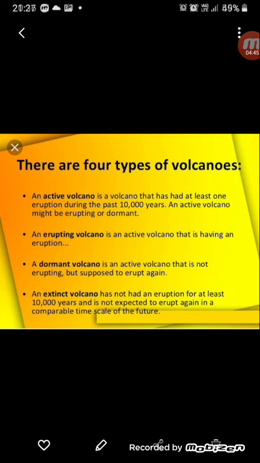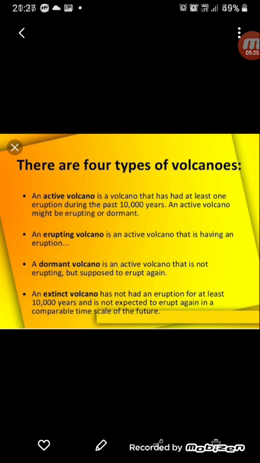Now there may be several types of volcanoes, and we generally have three types of volcanoes. An active volcano is one that has erupted at least once during the past 10,000 years. An active volcano might be erupting or dormant. An erupting volcano is an active volcano that is having an eruption. A dormant one is an active volcano that has not erupted but is supposed to erupt again. An extinct volcano has not had an eruption for at least 10,000 years and is not expected to erupt again in a comparable time scale in the near future.